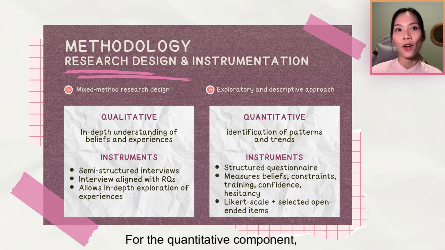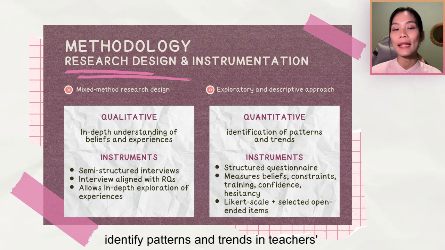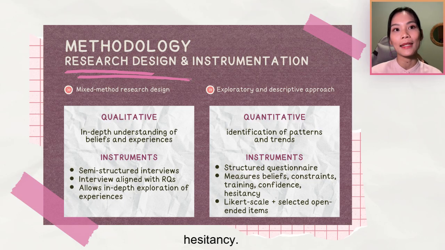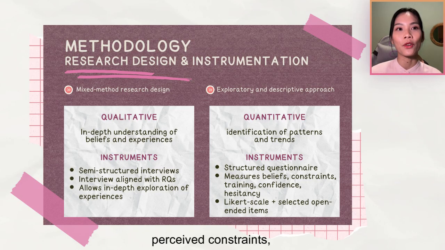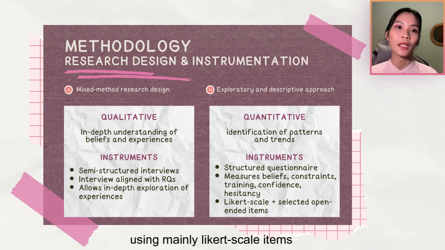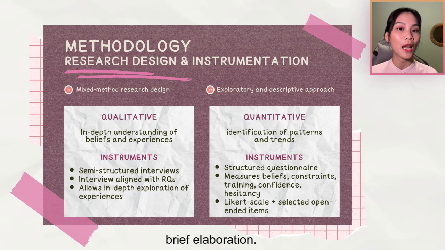For the quantitative component, a structured questionnaire is used to identify patterns and trends in teachers' hesitancy. The questionnaire measures teachers' beliefs, perceived constraints, training experiences, confidence level, and hesitancy using mainly Likert scale items with selected open-ended questions for brief elaboration.